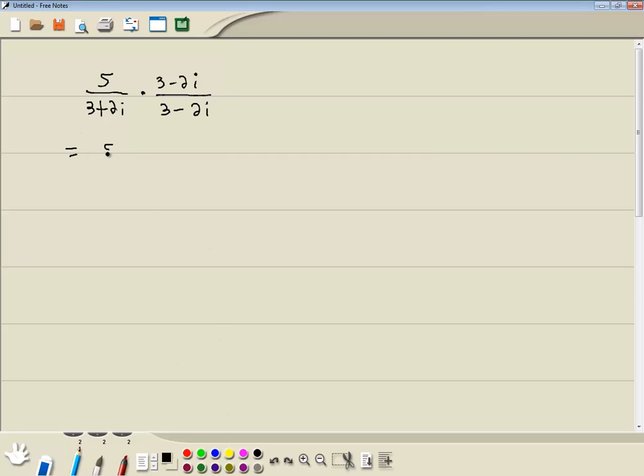So up on top, we're going to have 5 times 3 minus 2i. Now, a nice part about conjugates is all you have to do is multiply your first parts together and your last parts. So 3 times 3 and 2i times negative 2i.